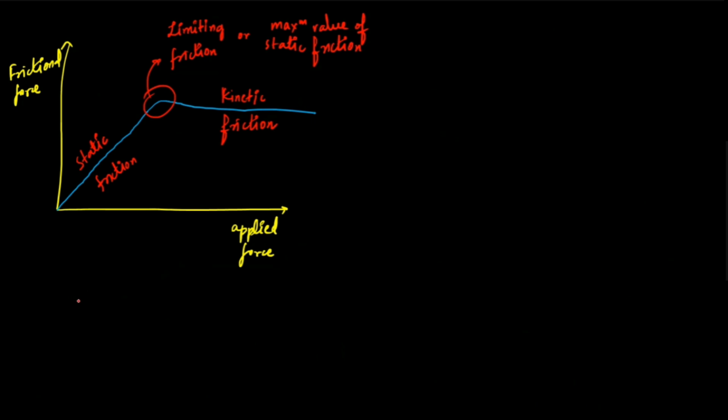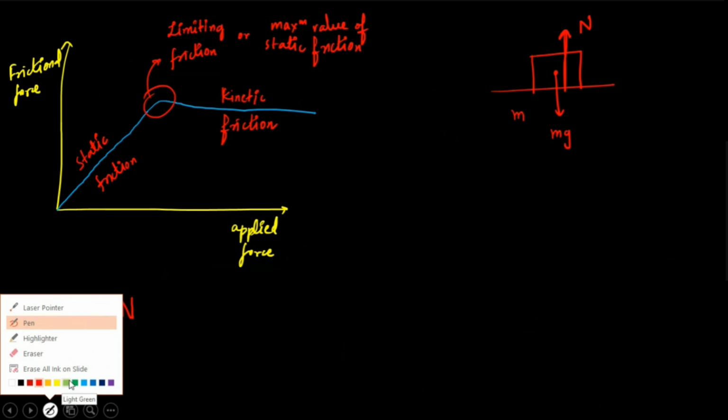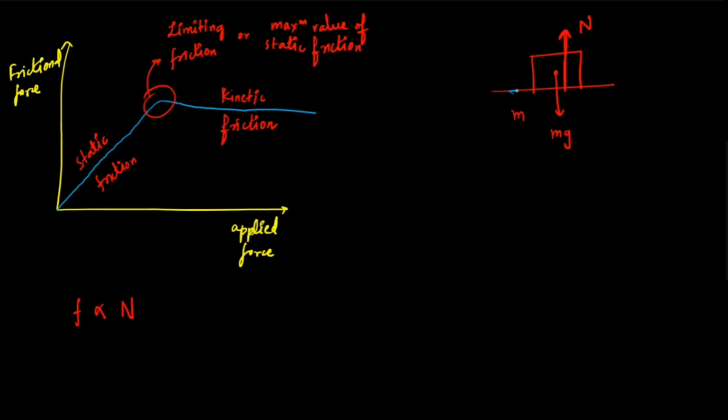What you need to understand here is that the friction force, whatever type of friction it is, is directly proportional to the normal reaction. For example, if there is a block of certain mass, it experiences mg in the downward direction, so the normal must be acting from the surface like that. And if we apply some external force in the forward direction, due to the surface, friction must be acting in the backward direction like that.